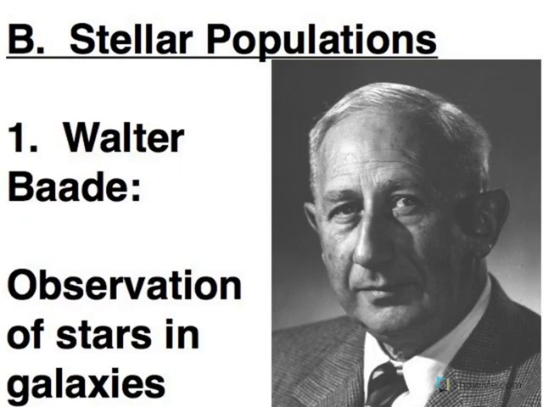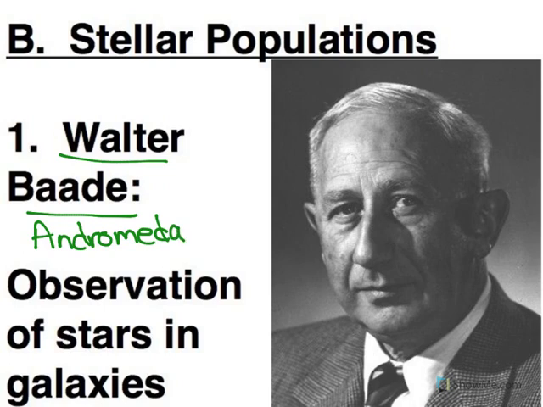The first person to discover these is this guy, Walter Baade, and he was actually looking at the Andromeda galaxy, because here you could see all of the stars more easily rather than looking within our own galaxy. And he noticed that the stars in the disk were very different from the stars in the bulge and in the halo. And so he came up with this idea of classifying these stars based on these differences in characteristics.